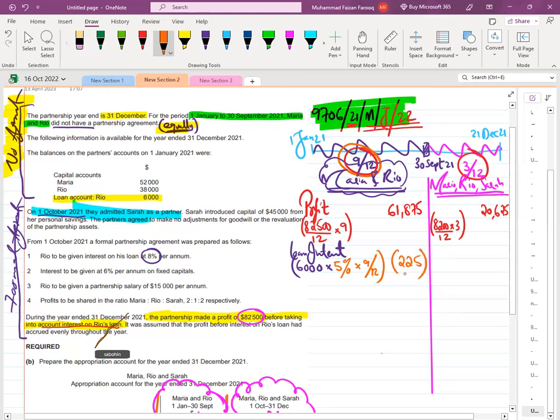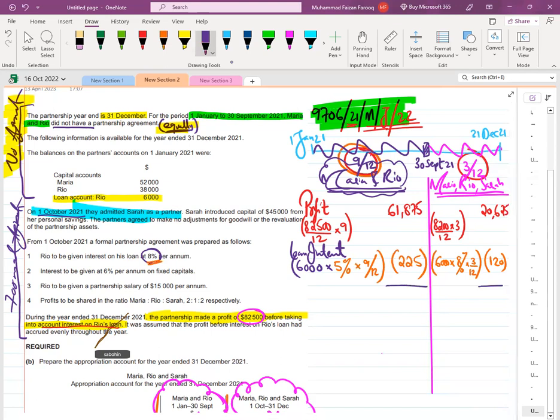But for the next period, when they made a proper agreement, the loan was 6,000, but now they defined the percentage by themselves, which is 8%. So we will take it. For the remaining months, which are 3 by 12, we will get the answer of loan interest. After that, we will have profit after the interest. And then we will search for salary, interest on capital, and interest on drawing.